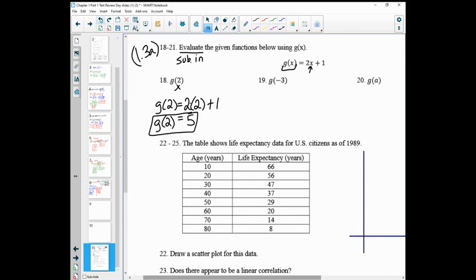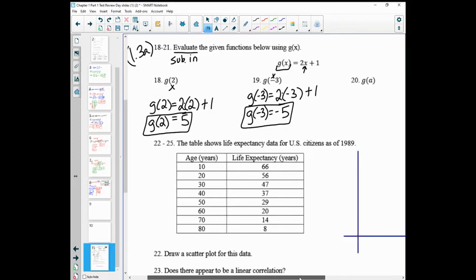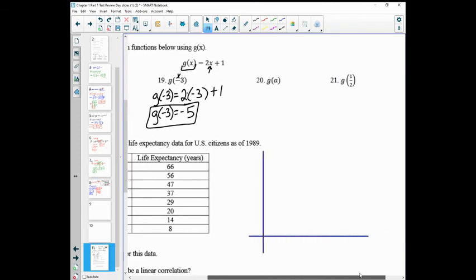Same thing on 19. g of negative 3 means take negative 3 and substitute it in for x. So in place of x, I'm going to put negative 3 and simplify that on down. 2 times negative 3 is negative 6, plus 1 is negative 5. So that one evaluates to negative 5.